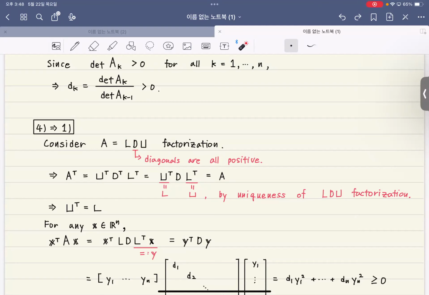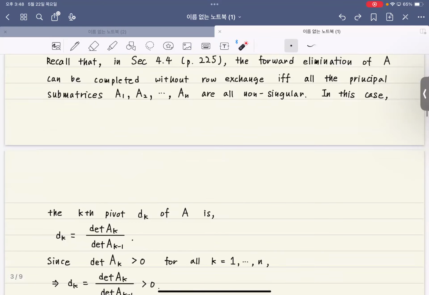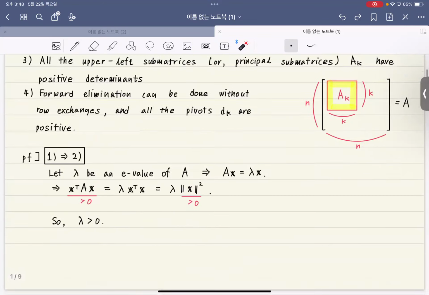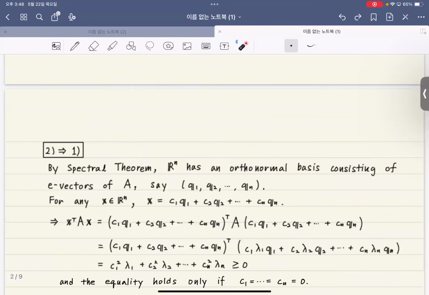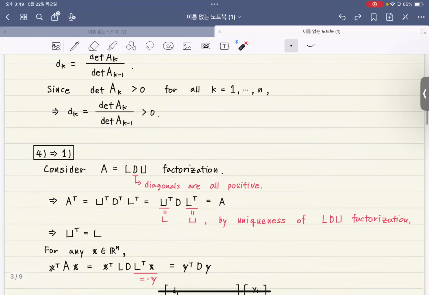Okay, so now we have the LDU factorization of A, and I want to take a transpose of it. Taking the transpose, the order must be reversed: U transpose, D transpose, and L transpose. But since D is a diagonal matrix, this is U^T D L^T. And you also need to remember that A is a real and symmetric matrix. So since A is symmetric, A^T must be the same as A.